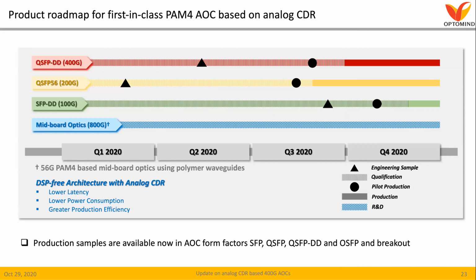Here is a roadmap for the first-in-class PAM4 AOC based on an analog CDR solution. We have launched a pilot production since this October and started providing small volumes of product as well as customer sampling of 200G, 400G AOCs and their breakouts.